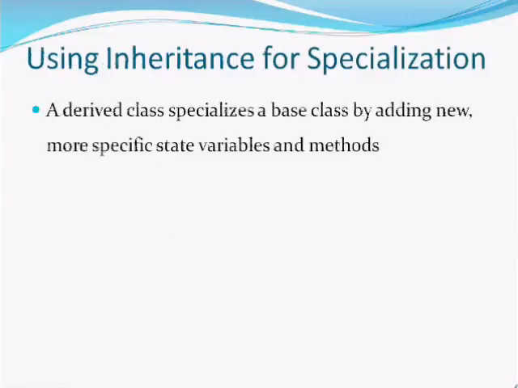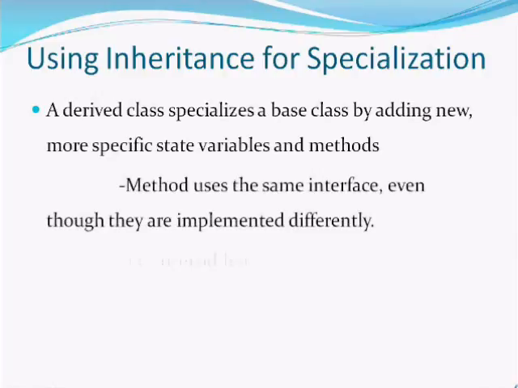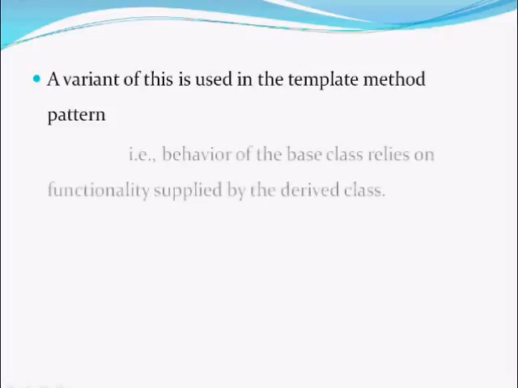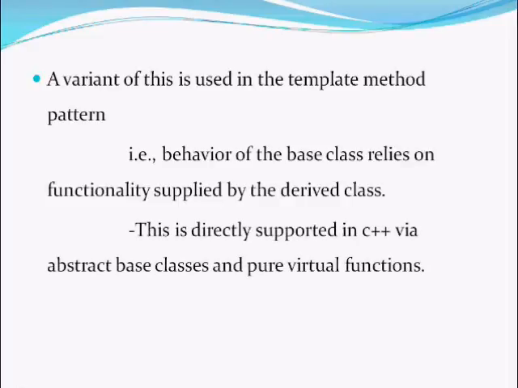Now we will look at using inheritance for specialization. A derived class specializes a base class by adding new, more specific state variables and methods. A variant of this is used in the template method pattern. Behavior of the base class relies on functionality supplied by the derived class. This is directly supported in C++ via abstract base classes and pure virtual functions.